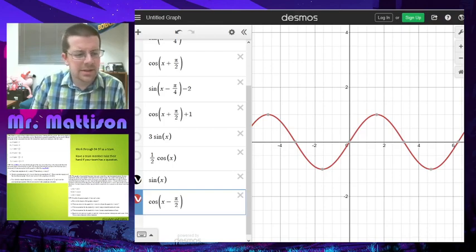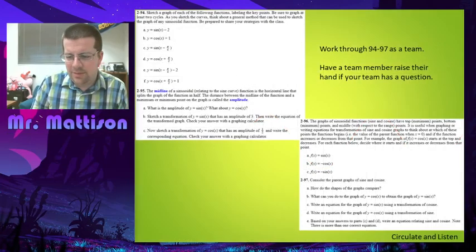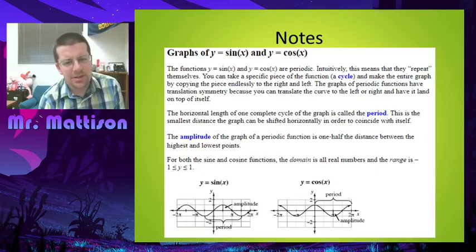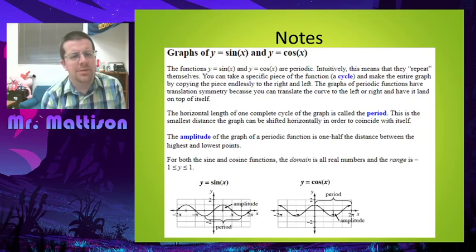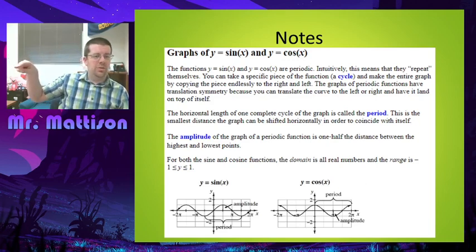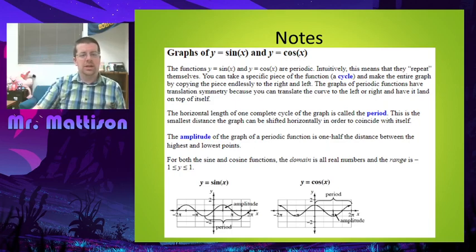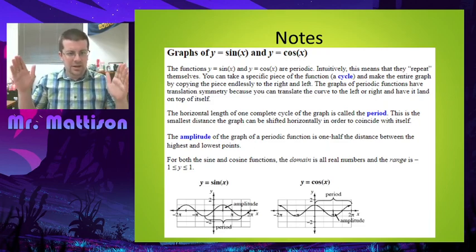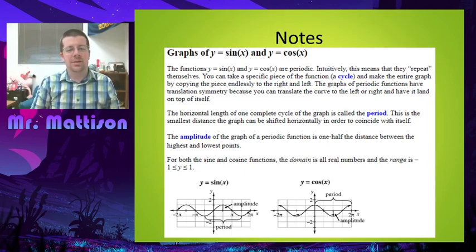All right. So with that, we're going to hop back over here, and we got a little bit of notes. Just about some terminology. A cycle is one full time until you're back to where you were. So our cycle on both of these was 2 pi because it took us a distance of 2 pi radians to get back to the original. So that's one cycle. That's also the length of it, which is called the period.